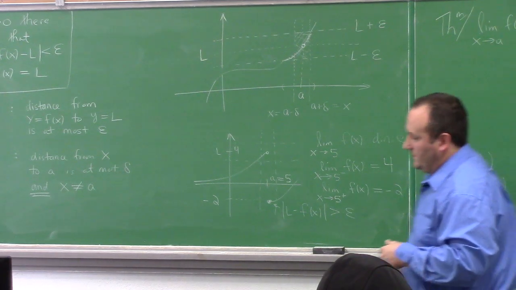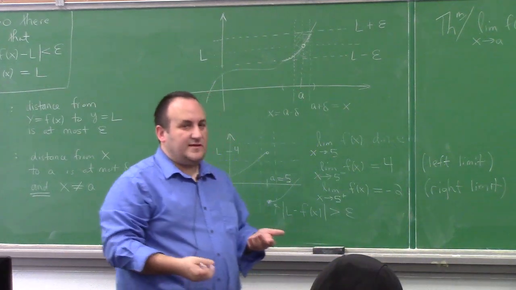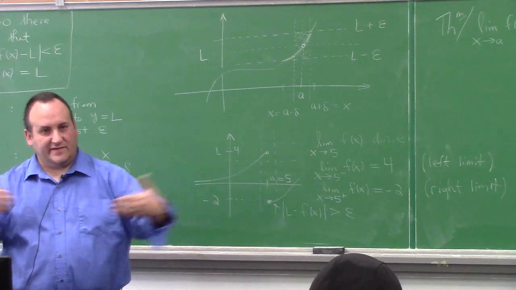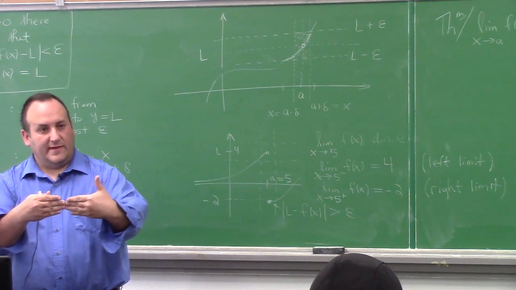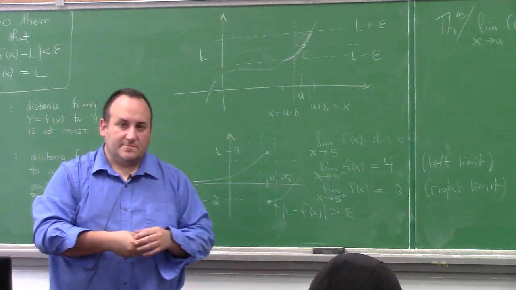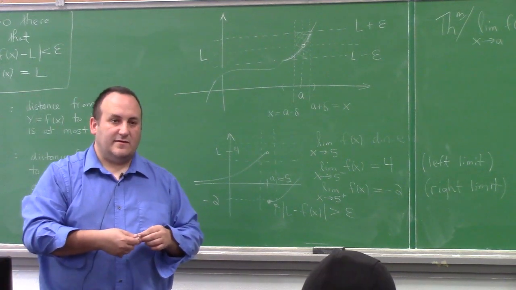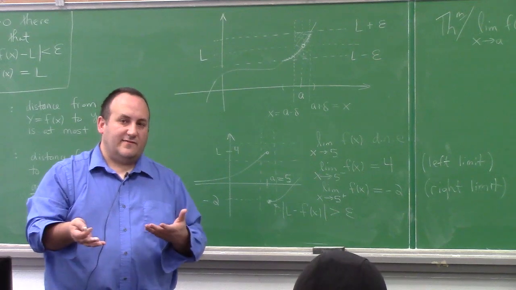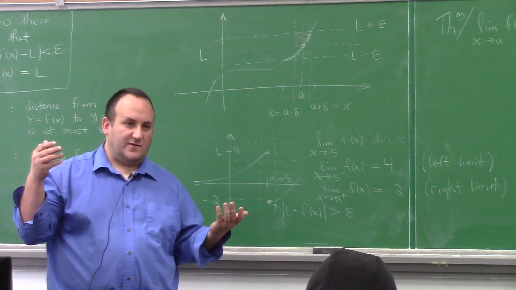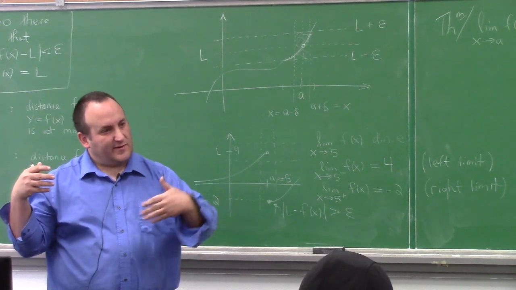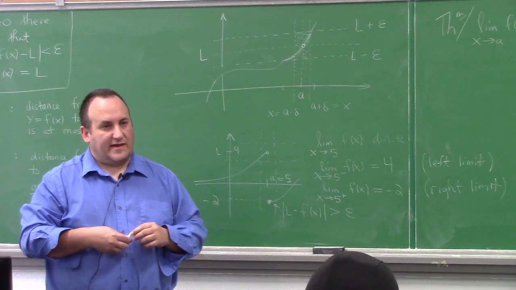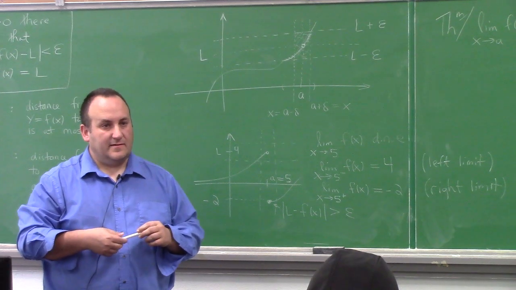So for the double-sided limit to exist, we need both the right and the left limits to match up and be equal. When they both match up and are equal, then the double-sided limit exists. All right? But we'd like to have a left and a right limit too, because sometimes your function will have a domain which has an endpoint, and it's nice to have a left and a right limit to take care of those end cases as well, okay?